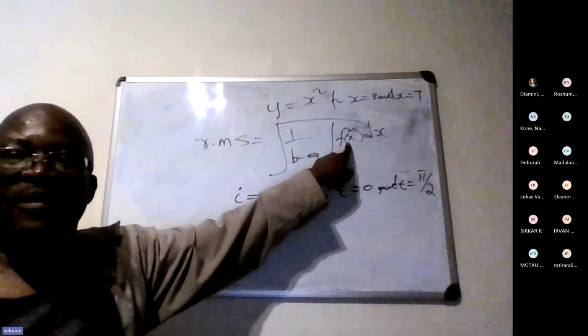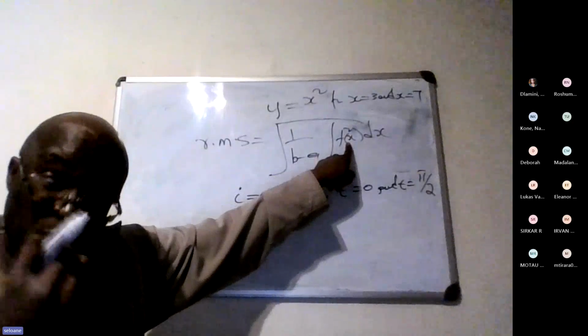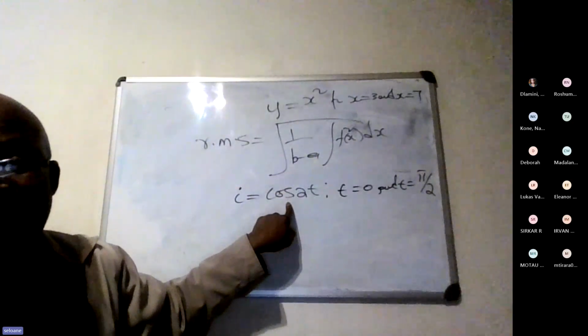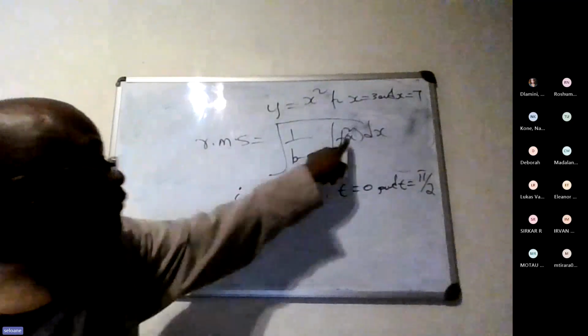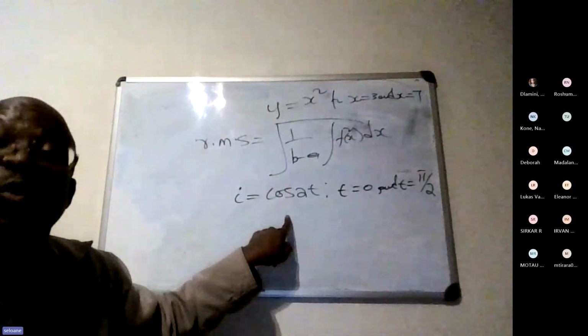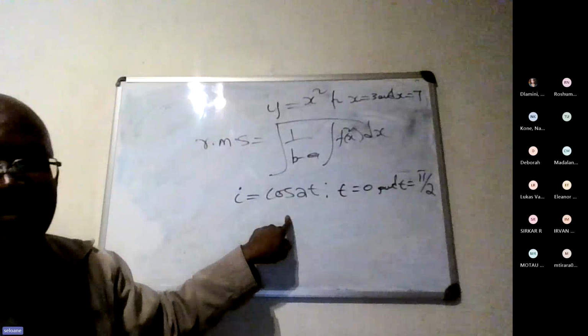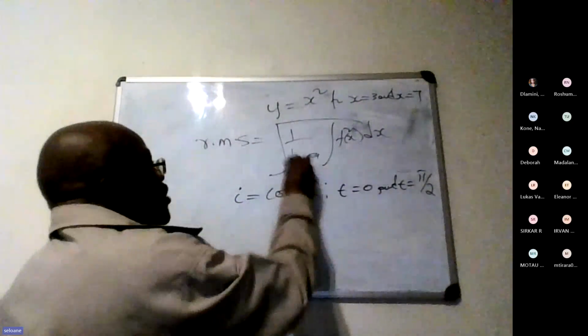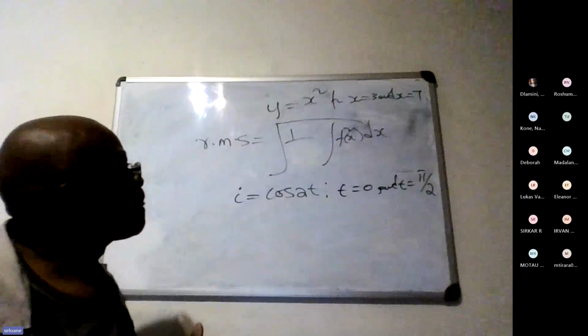And what is our function, which must be squared now? Our function will be cos 2t. Therefore, the function squared will be cos squared 2t. And this is in terms of t. Therefore, our function here, we can just plug them in here.